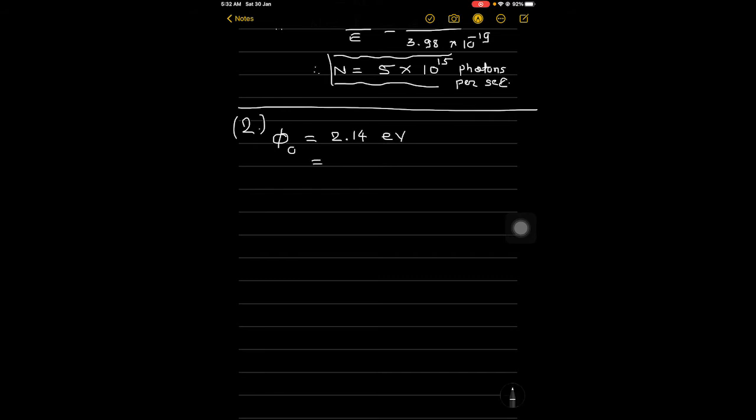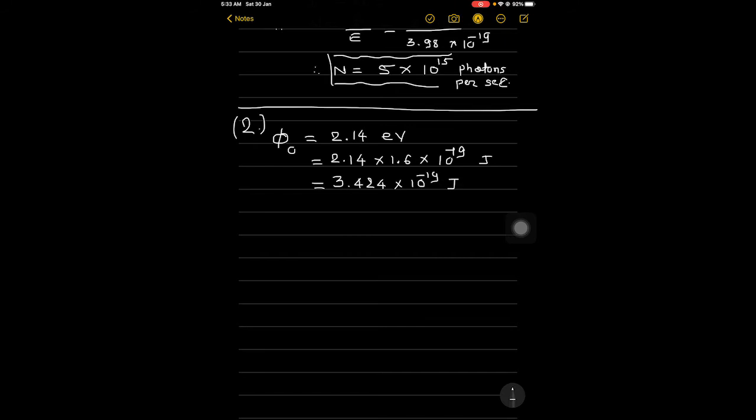Now we can convert it into joule. So it can be written as 2.14 into 1.6 into 10 raised to minus 19 joule. So that comes out to be, 2.14 into 1.6 is equal to 3.424 into 10 raised to minus 19 joule.